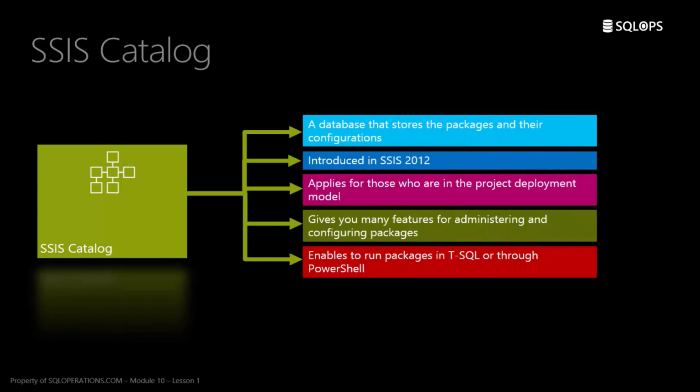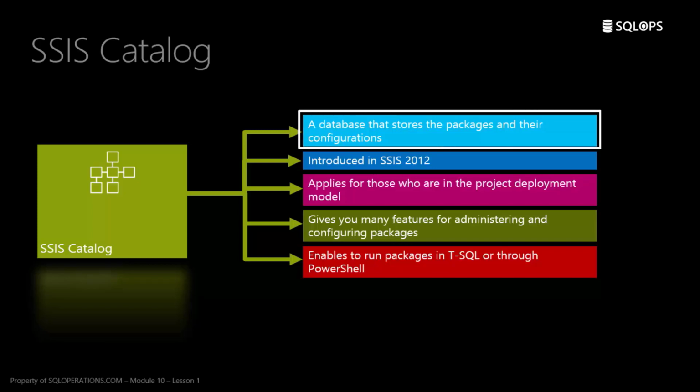One of the most significant differences between the previous versions of SSIS and SQL Server 2012 is the introduction of the SSIS catalog. This SSIS catalog was introduced in SSIS 2012. The SSIS catalog only applies for those who are in the project deployment model and gives you many new features for administering and configuring the packages. It also enables you to run packages in T-SQL or through PowerShell.